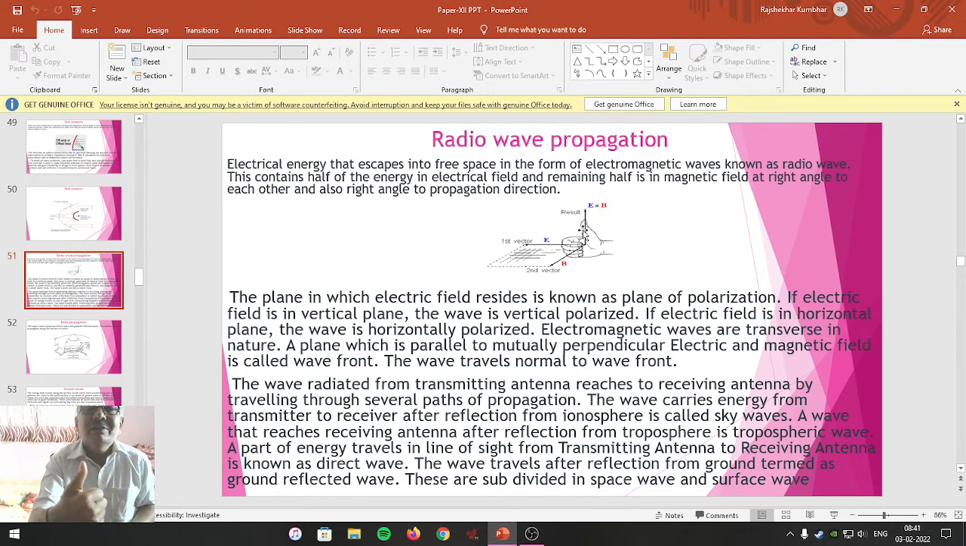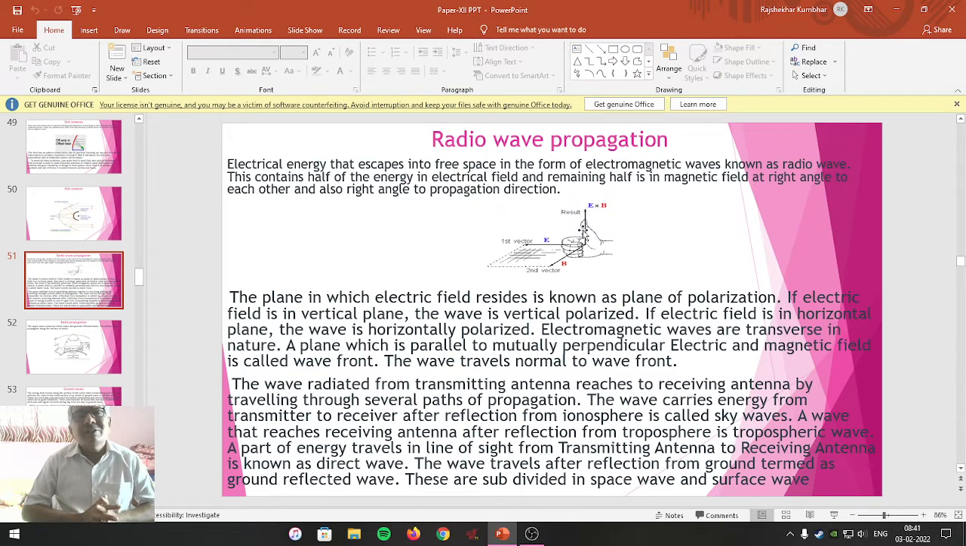Accordingly, the electric field and magnetic field exist in a particular plane, traveling perpendicular to the direction of the electric as well as the magnetic field. Thus we can say the electrical energy that escapes in free space in the form of electromagnetic radiation carrying the radio frequency signal from the transmitting antenna towards the receiving antenna is known as radio wave propagation.